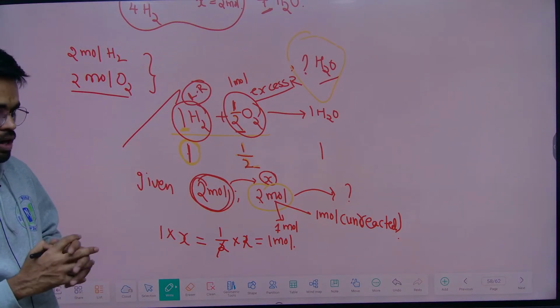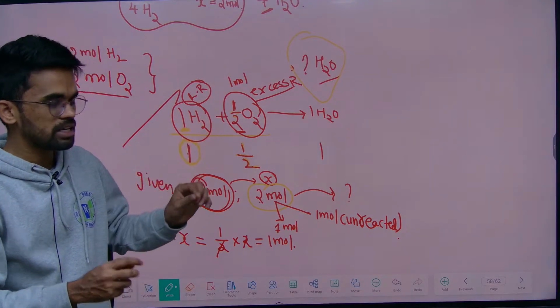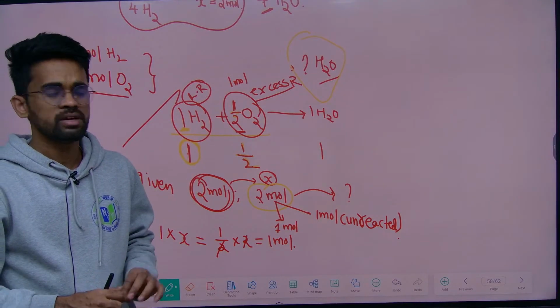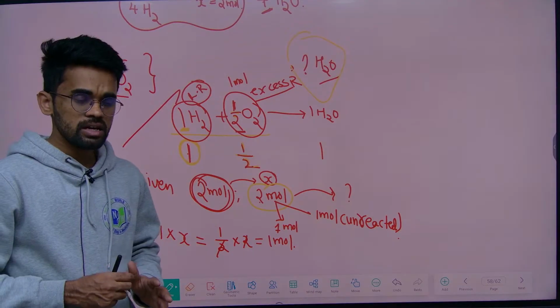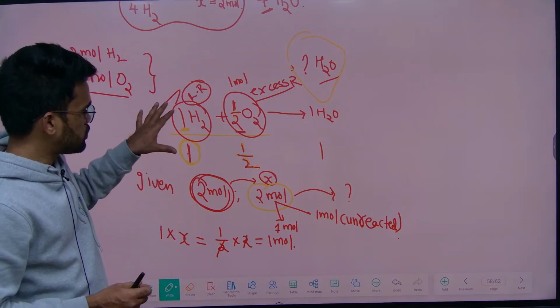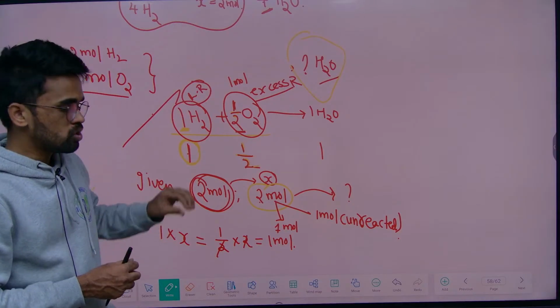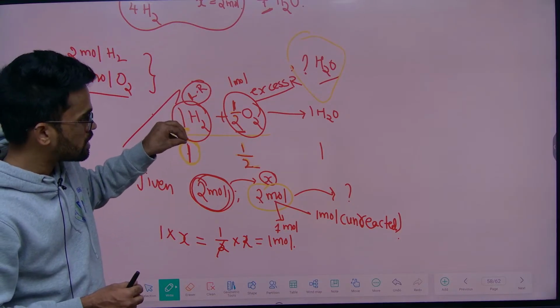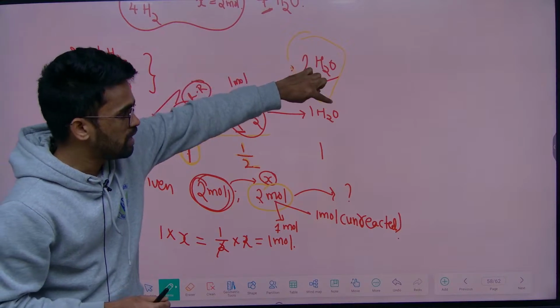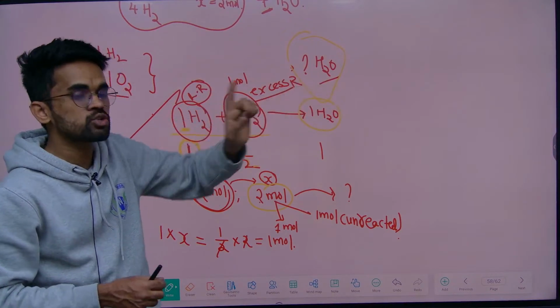Okay, so understanding excess reagent and limiting reagent is the most important topic of the discussion. Why? Because if something is of lesser quantity, that is considered the limiting reagent. So the limiting reagent, that lesser quantity thing, will decide how much product should be formed.